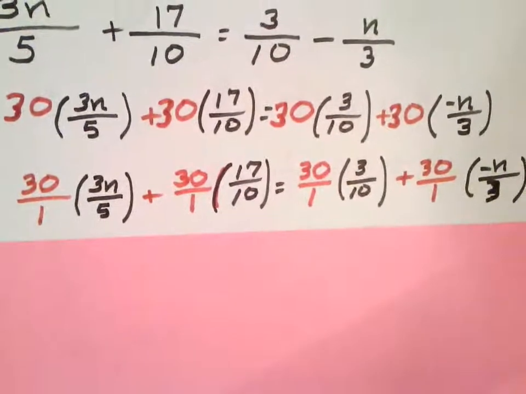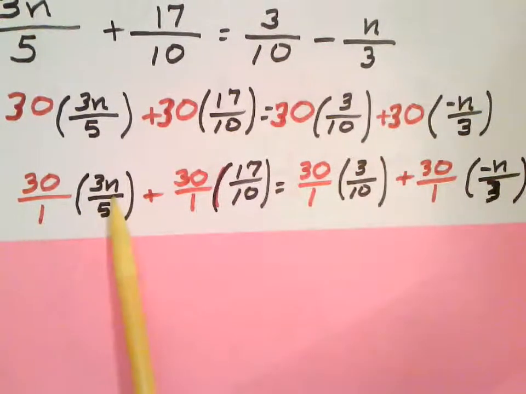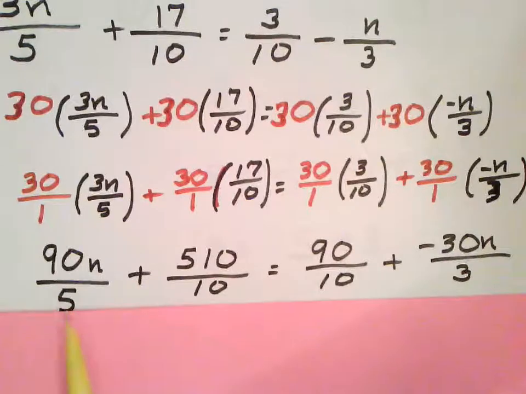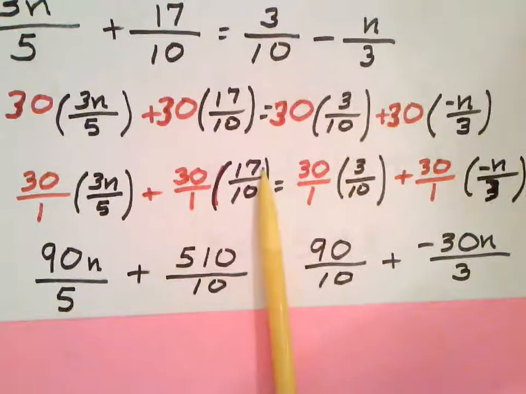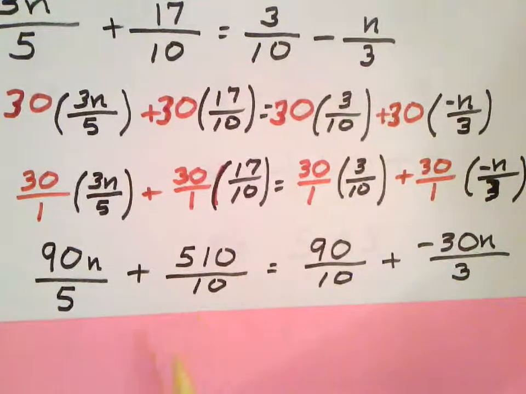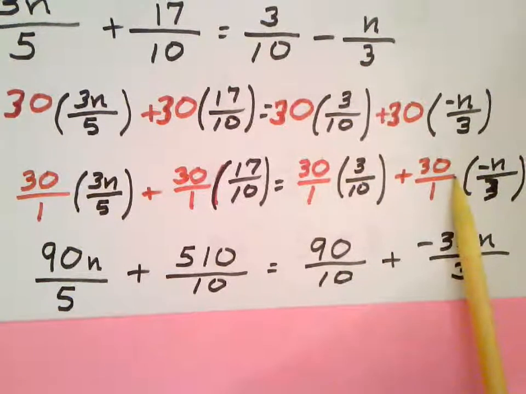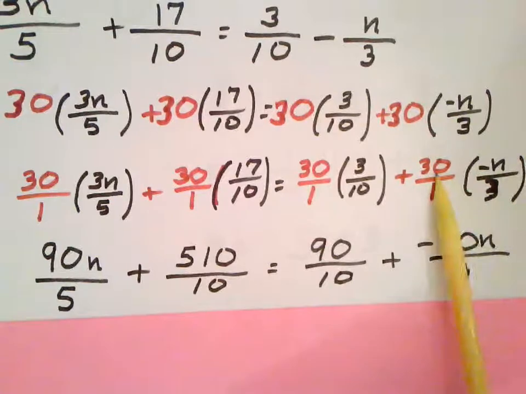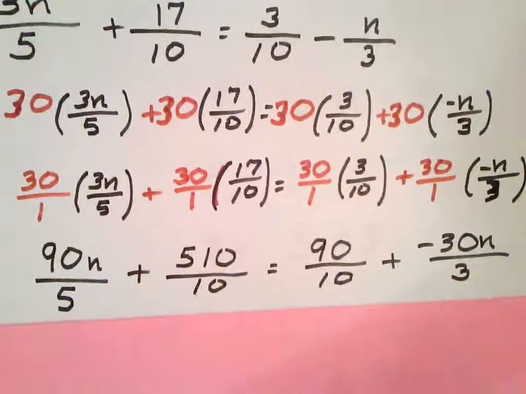And let me move this so you can see it. So we have 30 times 3n. We're going to have 90n divided by 5. 30 times 17, 510 divided by 10. 30 times 3, 90 divided by 10. This is a negative 1n times 30, which is a negative 30n divided by 3.